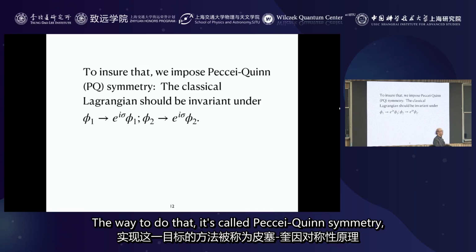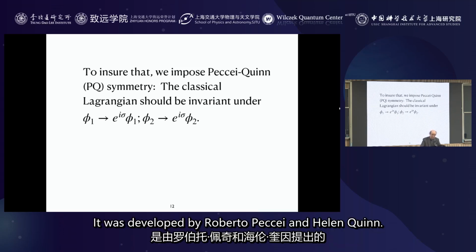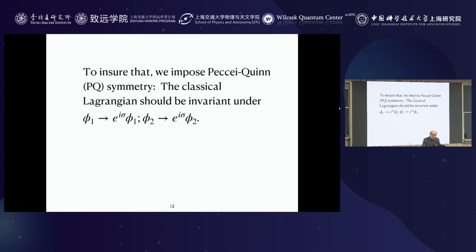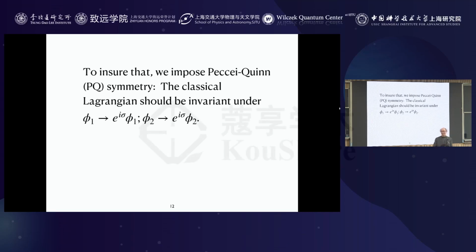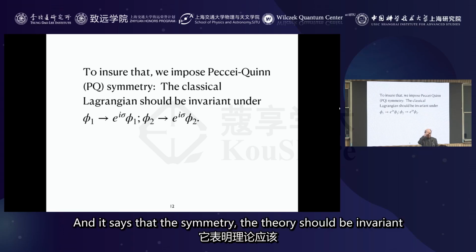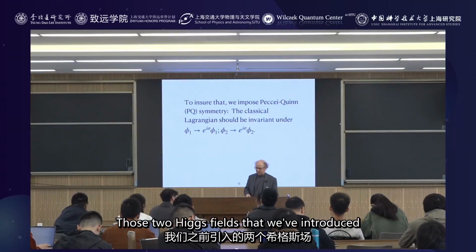So the way to do that is called Peccei-Quinn symmetry. It was developed by Roberto Peccei and Helen Quinn. And it's the hypothesis that this symmetry is a symmetry of the classical theory that's broken by quantum mechanics. But that's what you have to do. And it says that the theory should be invariant under simultaneous rotations of phi 1 and phi 2, those two Higgs fields that we've introduced.